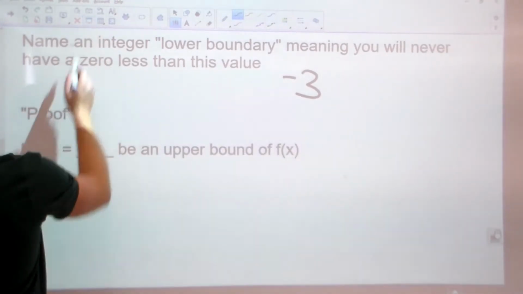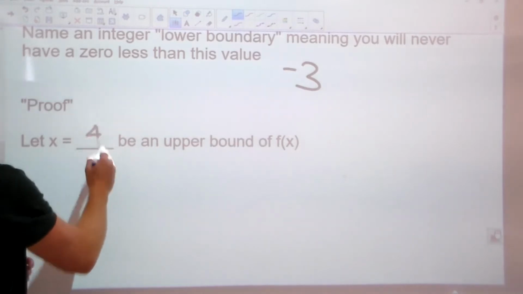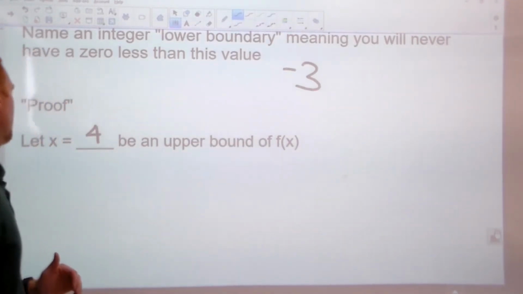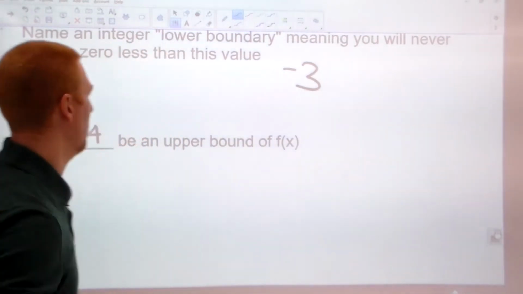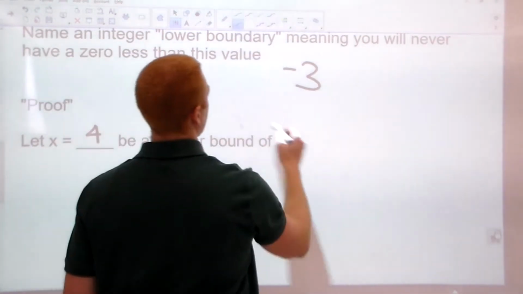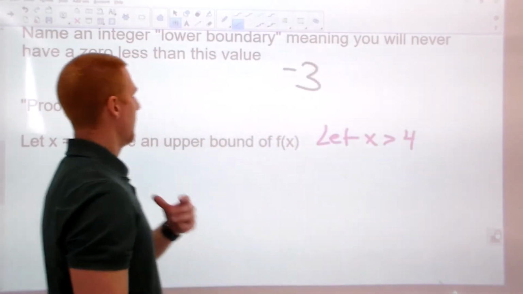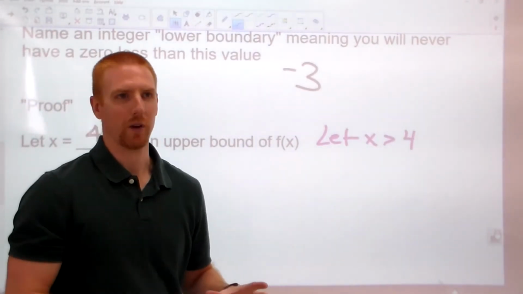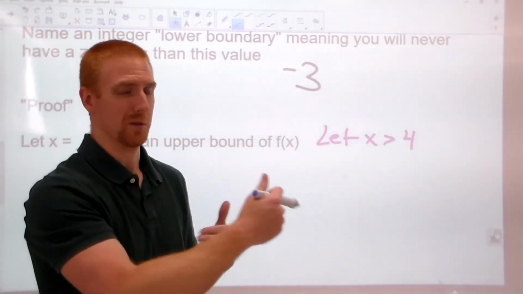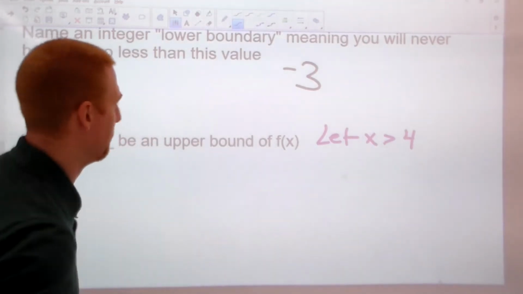So let's prove it here. All right, so let x be 4. That's the upper boundary that I came up with. I can pick anything from 4 and greater, and it's going to work. So I'm going to make a little note of that. Let x be greater than 4. So I think 4 is a boundary, so let's let x be anything bigger than 4. And I mean like 4.000001 or something like that. Something very close to 4, but just slightly bigger.